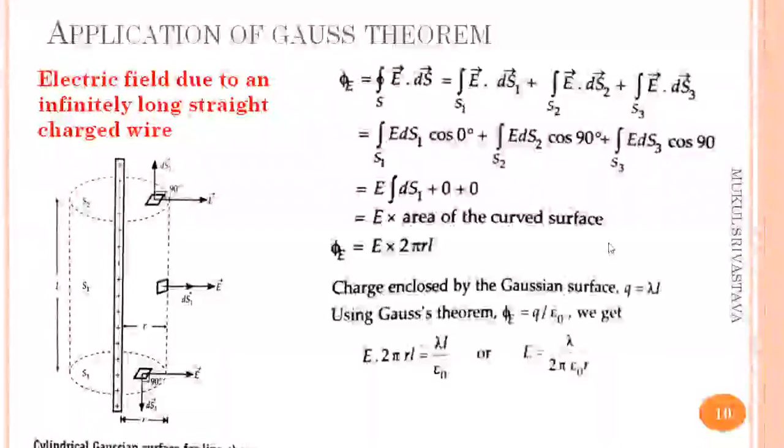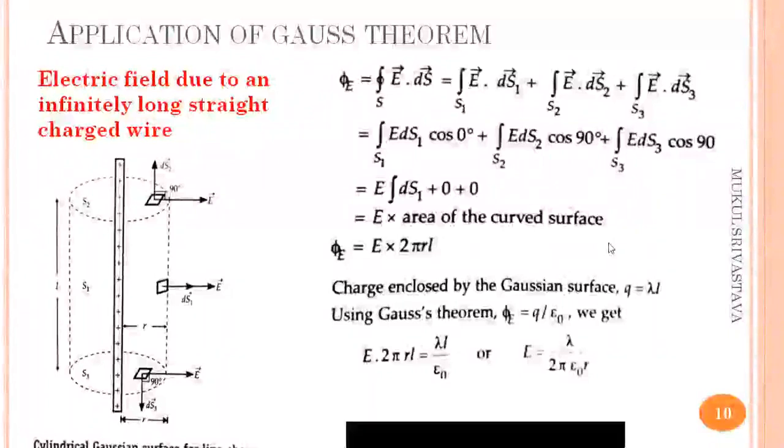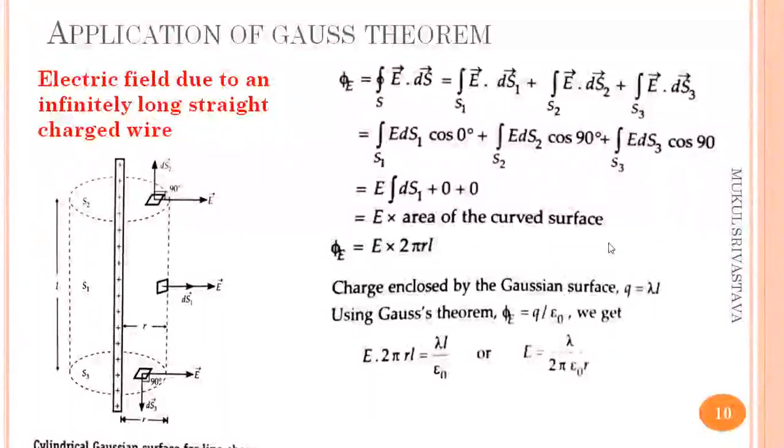Now we see the application of Gauss theorem. The first case we are going to consider is the electric field due to an infinitely long straight wire. Now we are taking this positively charged straight wire. The shape of this wire is cylindrical, so a Gaussian surface is formed around that positively charged straight wire. Now the upper surface is given by S2, the curved surface is given by S1, and the lower surface is given by S3.